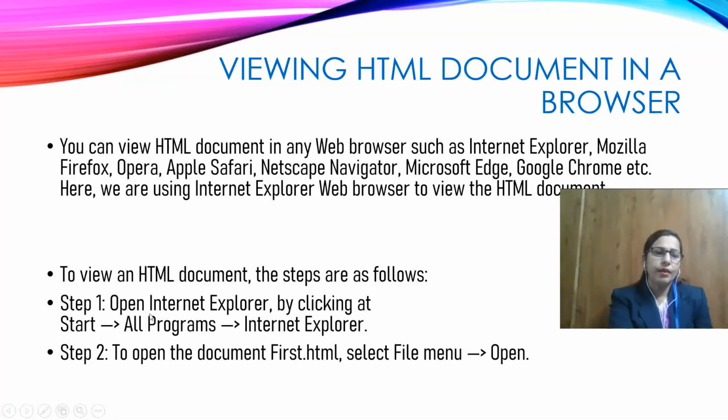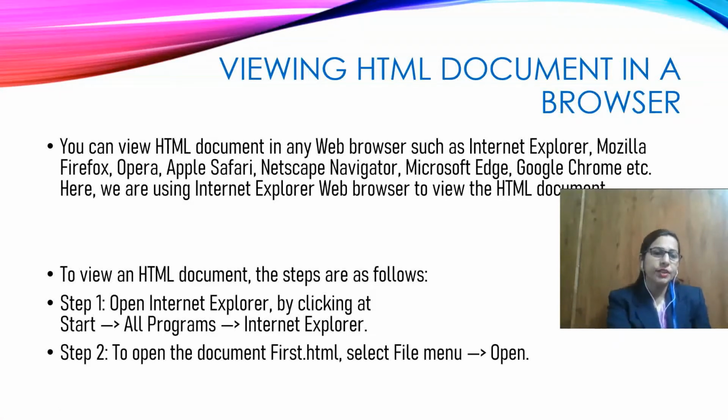Okay, to view my HTML web page, just click on Internet Explorer. To do that, first we have to go to Start and then All Programs. In All Programs you can find Internet Explorer, or if you have already created a shortcut on the desktop, you can just click on Internet Explorer and it will open in front of you.